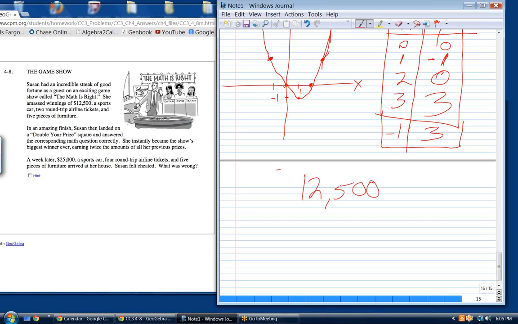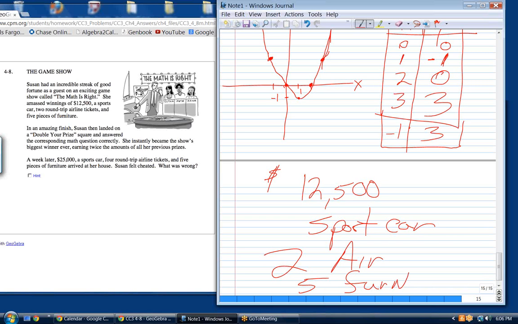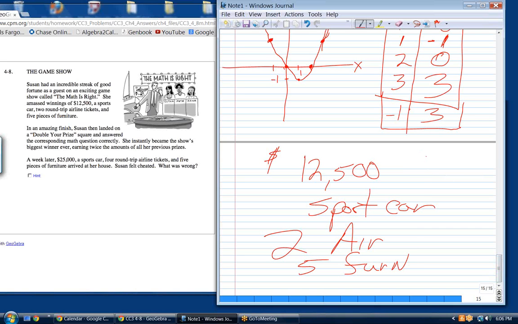So she won $12,500 gambling, plus a sports car, plus 2 airline tickets, and 5 pieces of furniture. That's what she won. And then after that, she made one more bet, and it said, double your prize. She instantly became the show's biggest winner ever, earning twice the amounts of all of her previous prizes. So what was her final amount that she won?